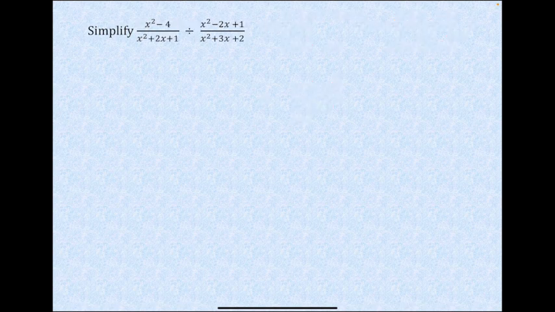Now, the last one, last but not the least. This time, I've got a division sign. What do you need to do? Remember, you need to take the reciprocal of the second fraction. So now, if you want, you can rewrite this as x squared minus 4 divided by x squared plus 2x plus 1 times x squared plus 3x plus 2 divided by x squared minus 2x plus 1. All right? You've taken the reciprocal.